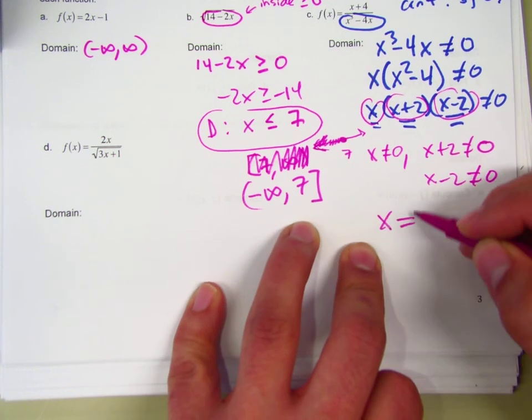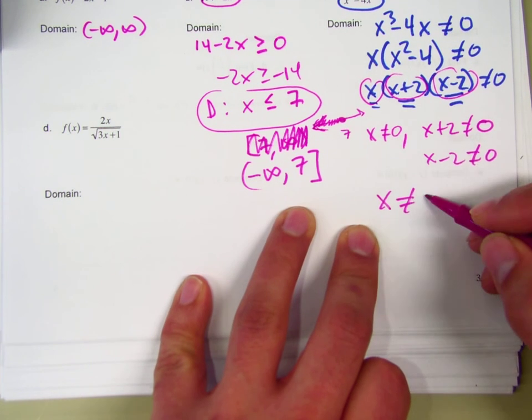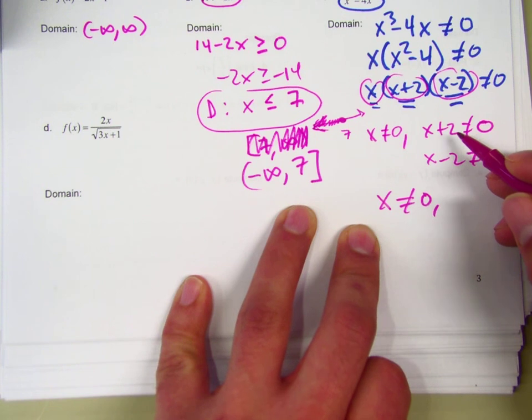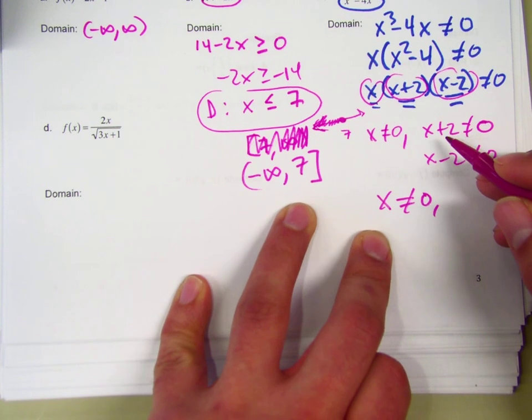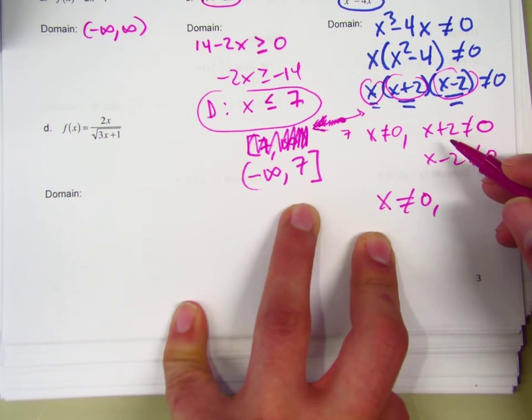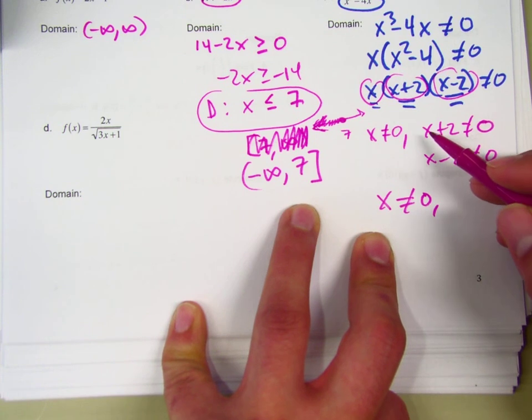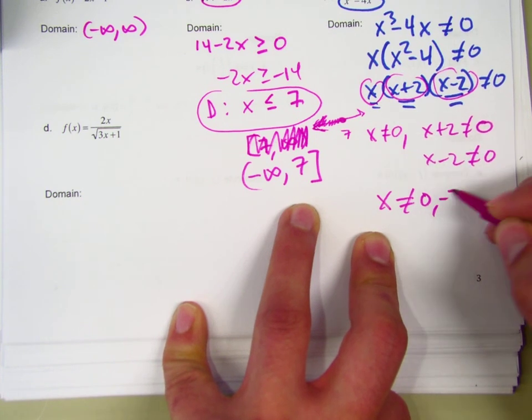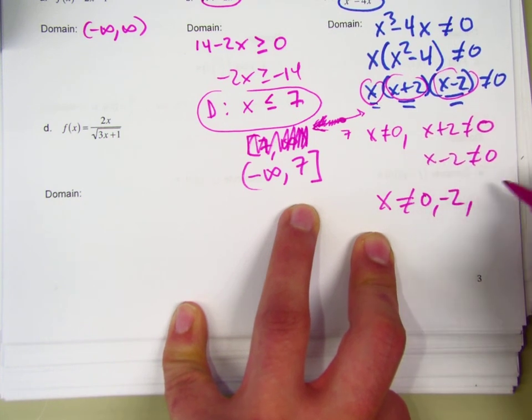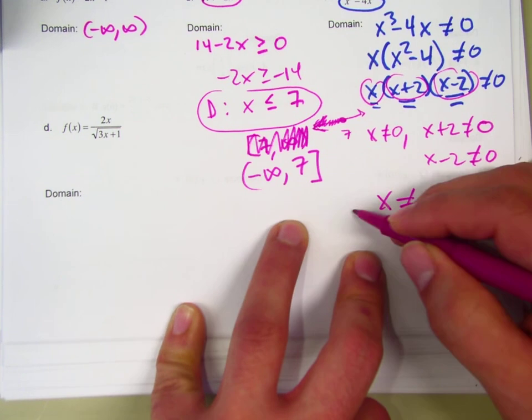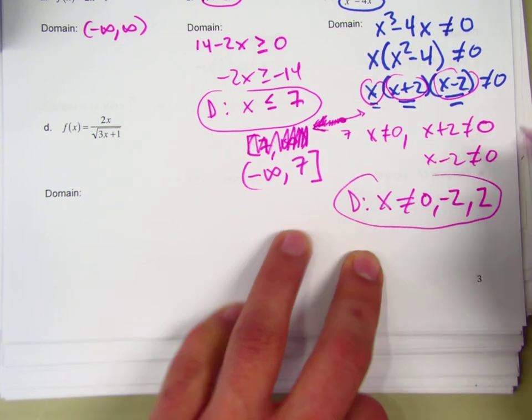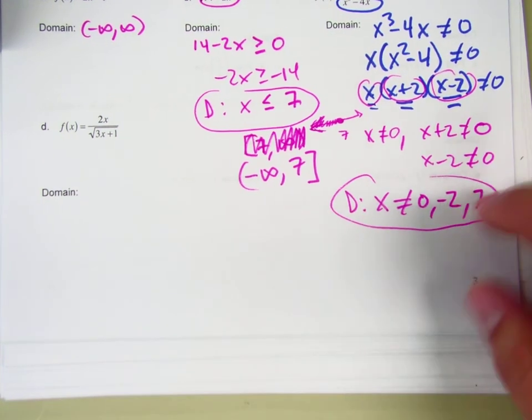So my domain, I already have one of them. 0 doesn't work. What else doesn't work here? How do you get x alone in this one? Subtract. So x cannot equal negative 2, and what's the third one? Positive 2. So here my domain is everything except these three numbers.